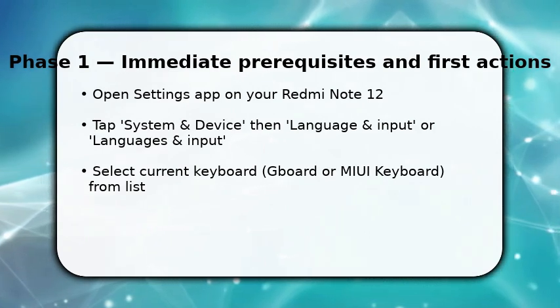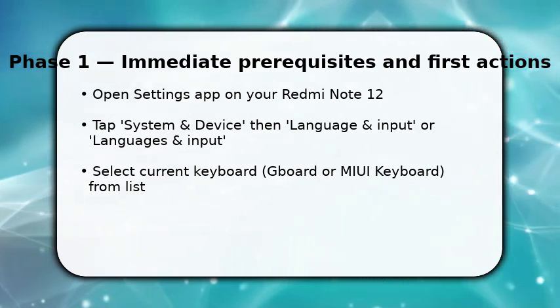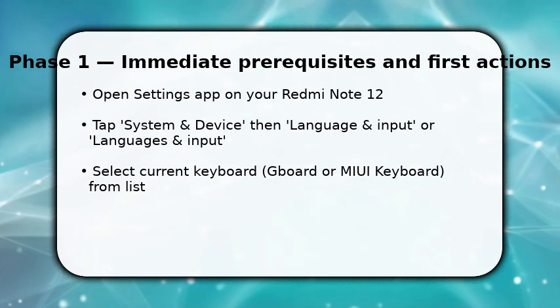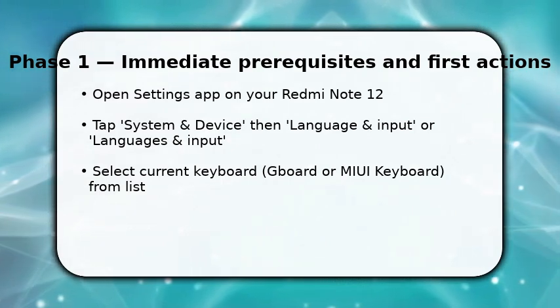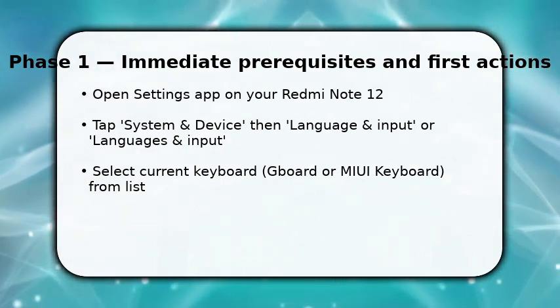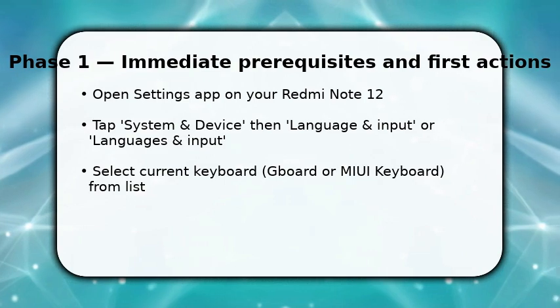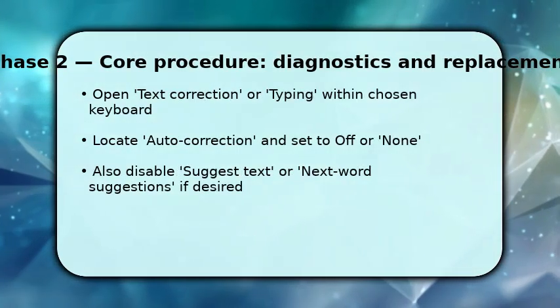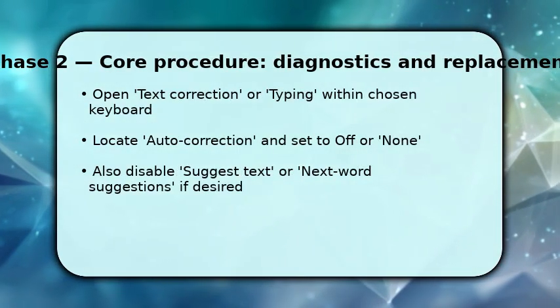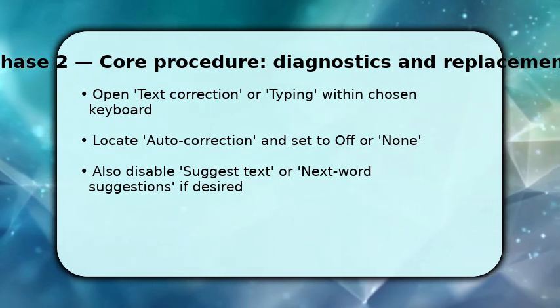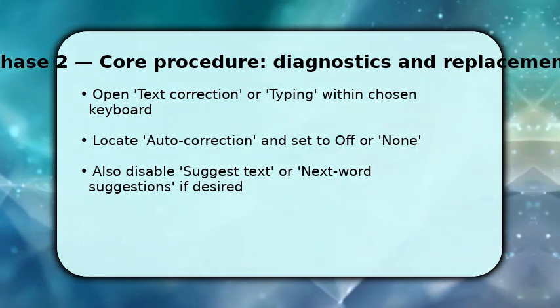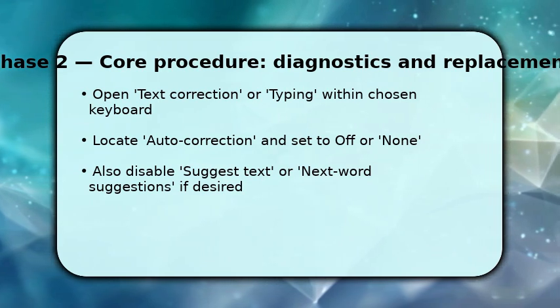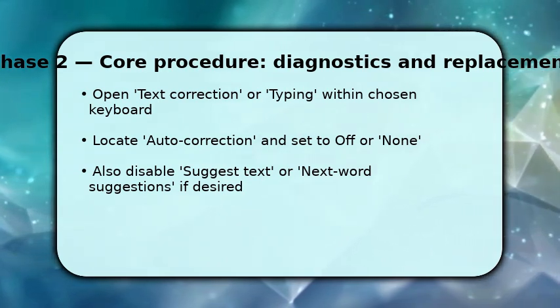You need this step first because turning off autocorrect lives inside the keyboard app settings, not in the system language selector. So choose the right keyboard now. You now go into text correction or typing options and look for autocorrection. On Gboard, it's labeled autocorrection. On MIUI keyboard, it may be auto replace. Tap that and set it to off or none because turning it off stops automatic word replacement.